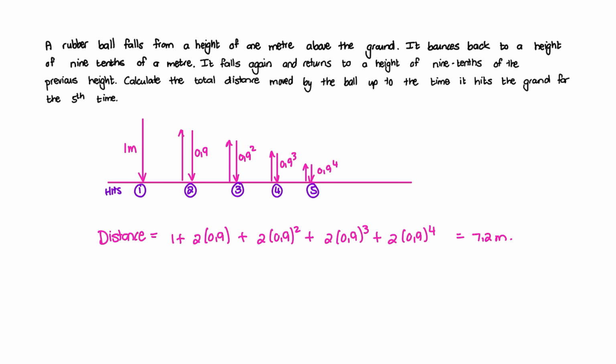And can you see that the final bounce up until a down movement is 0.9 to the power of 4, and that 2 represents up and down. So if we add all of these values together, we get a total vertical distance of 7.2 meters.